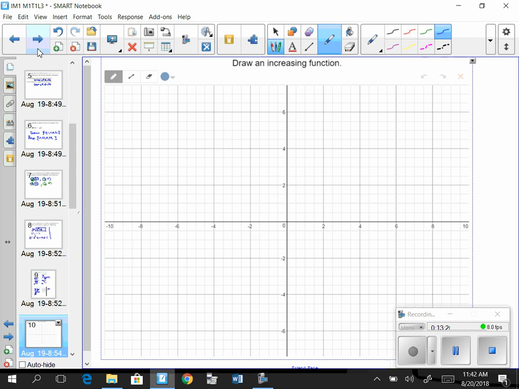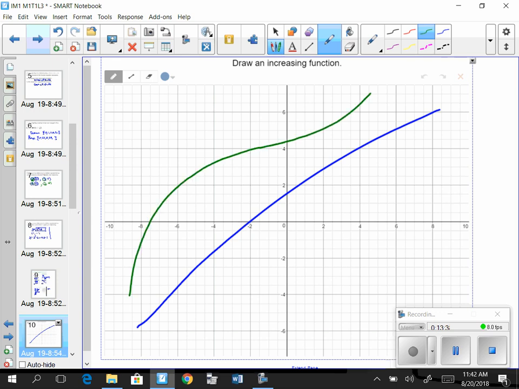Draw an increasing function. There are an infinite number of good answers for this. Something simple, increasing function. I'll do another increasing function with green. Maybe I'm increasing curved and then kind of curve some more. That's still an increasing function. As long as the inputs are getting bigger and the outputs are also getting bigger, or in other words, going from left to right, it's going uphill, that's going to be increasing.